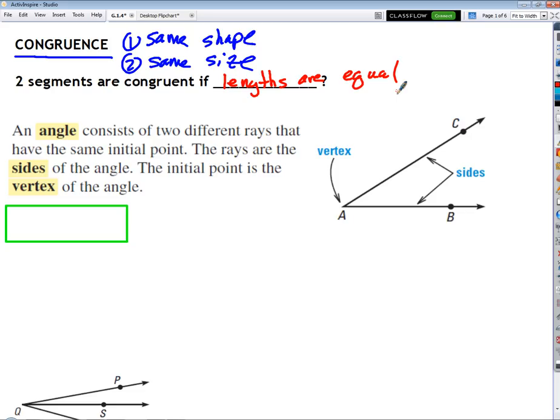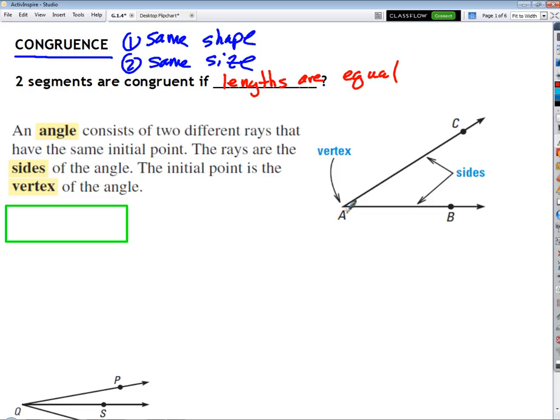Let's go back and review angles for a second. An angle just consists of two different rays that have the same initial point, right? They're both emanating from the same point. So in this case, we get this angle because, what's one of those two rays called? How would you name one of those two rays? Ray AC. Okay, so we have ray AC and ray AB. And if you combine those two rays, because they're both starting at point A, they form an angle.